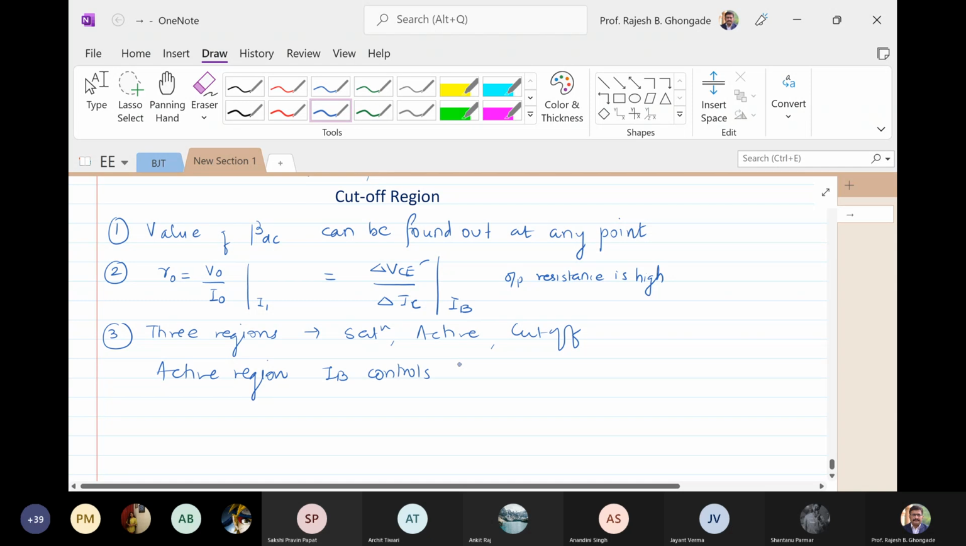What about saturation? What do you see for saturation? For a small change in VCE, IC increases rapidly, that also exponentially. Yes, sir. Okay, IC increases exponentially. There is no control of the base current there. Yes, sir. So for small values of VCE, very small values of VCE.